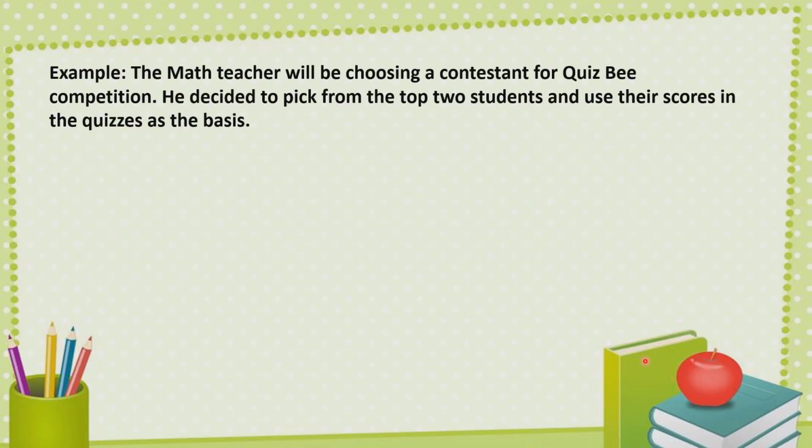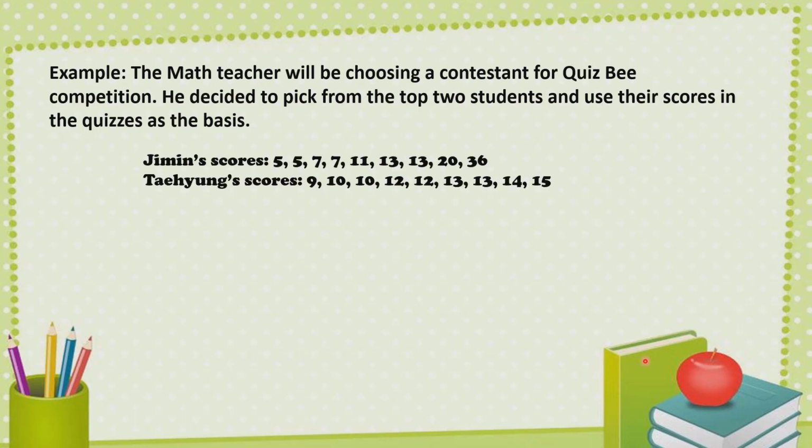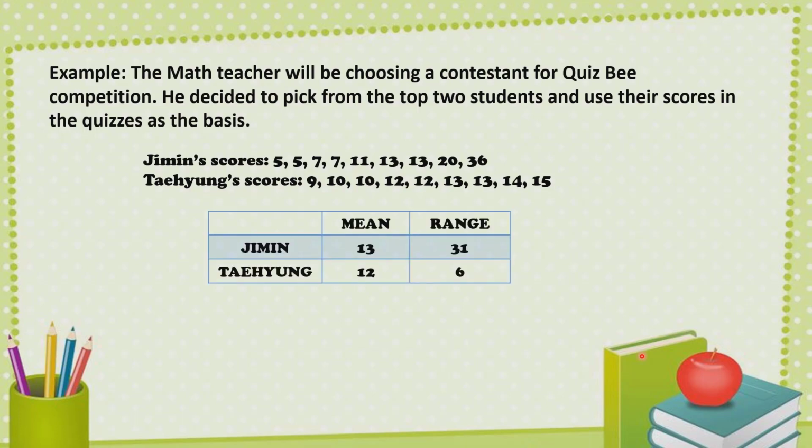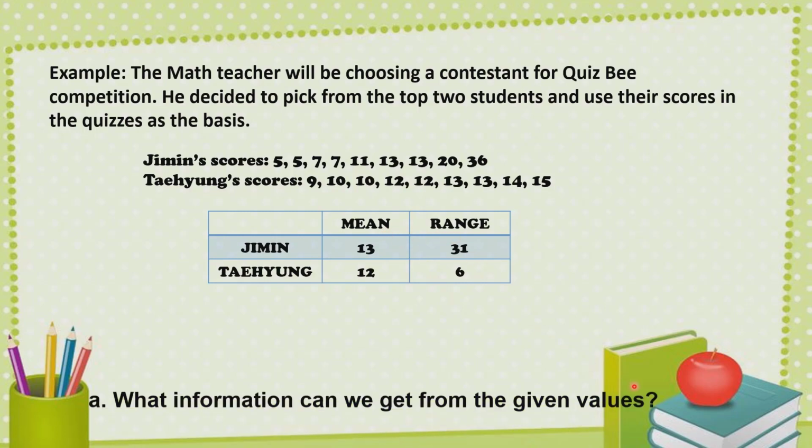For example, the math teacher will be choosing a contestant for the Quiz Bee competition. He decided to pick from the top 2 students and use their scores in the quizzes as the basis. We have here Jimin's scores from lowest to highest and Taeyong's scores from lowest to highest. We also have here the mean value and the range of Jimin and Taeyong's scores.